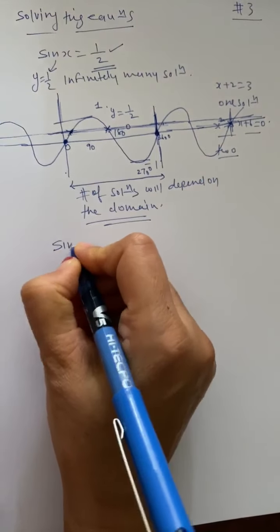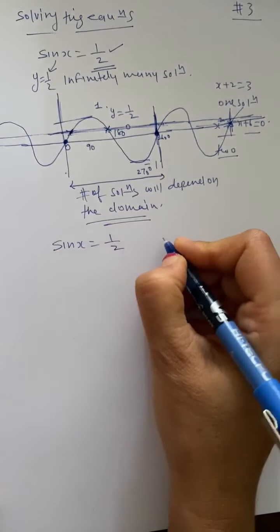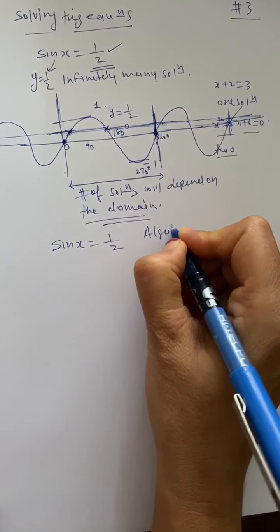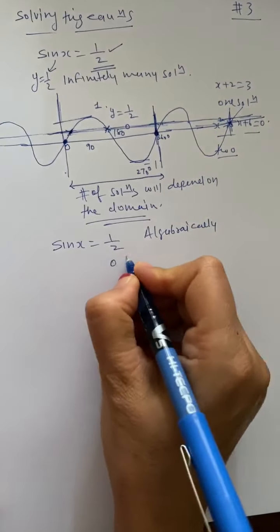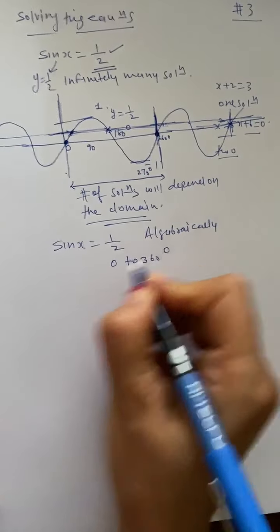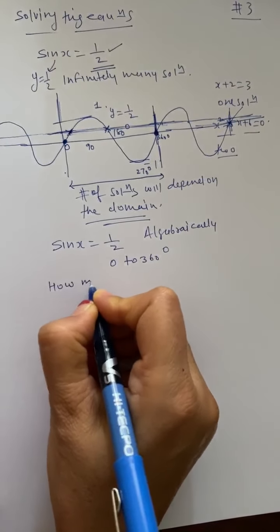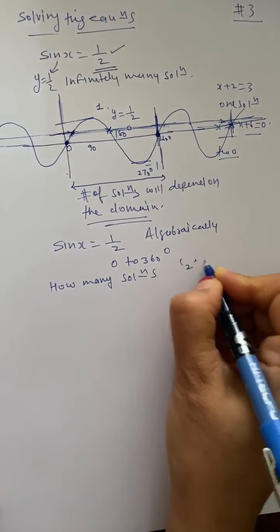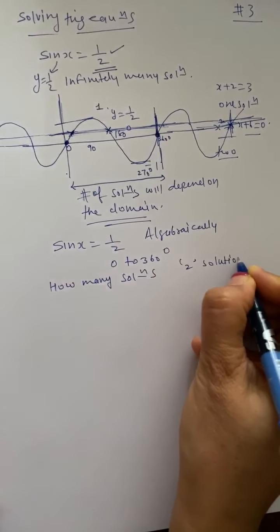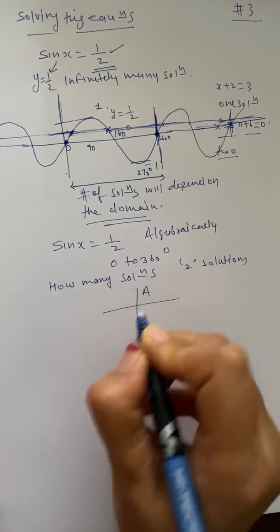Now I'm going to do another way of solving it, and that is the algebraic way. So algebraically, how can I solve this? Sine x is equal to half in between 0 to 360 degrees. So how many solutions? I already showed you that using the graph. So there will be 2 solutions here. And also doing it algebraically, we know that this is very, very important.